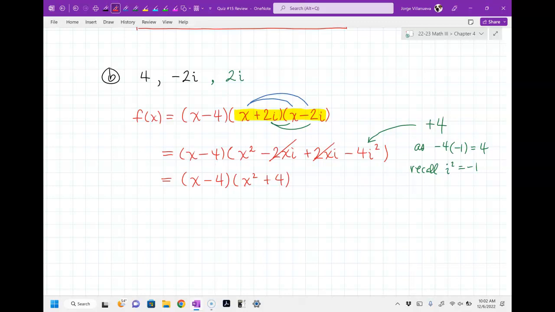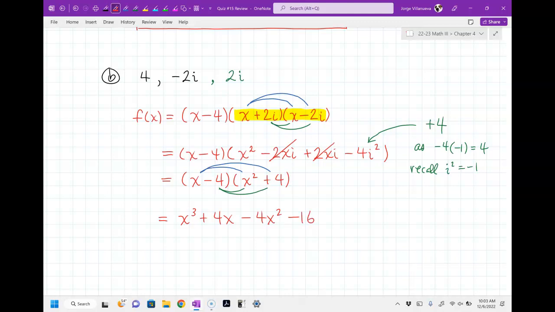Okay, and now I got to distribute that. So let's do that. x times x squared, x times 4. So that's x cubed plus 4x. And now let me do the negative. Negative 4 times x squared, negative 4 times 4. That's going to be negative 4x squared minus 16.